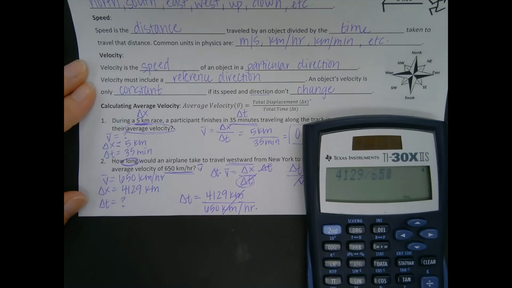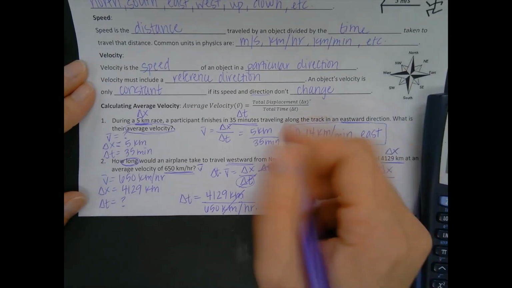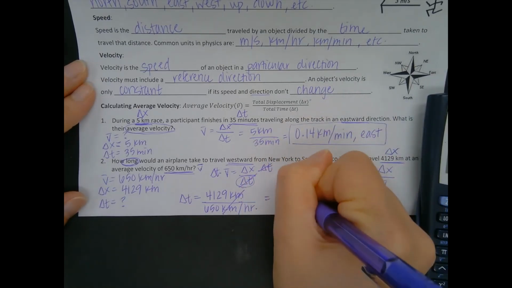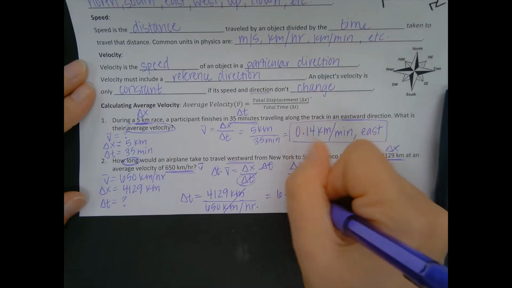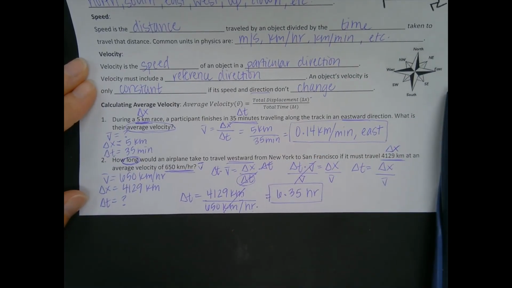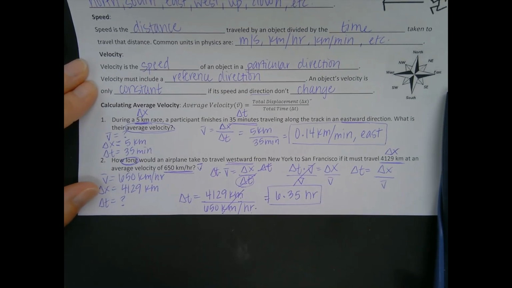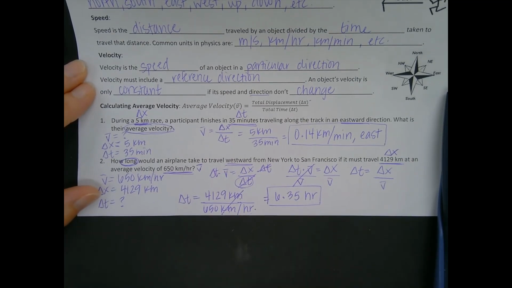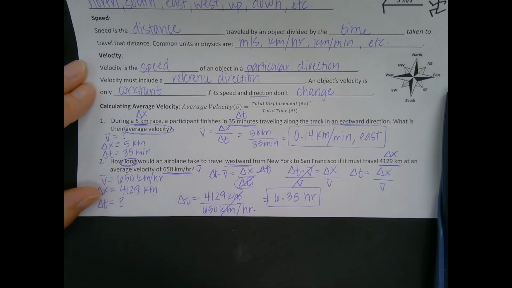So 4,129 divided by 650 is 6 point. I'm just going to use 2 decimal places. Again, we're not concerned with significant figures. We're just trying to find the answer. So 6.35. And my units now are hours. Okay, so it takes 6.35 hours for that plane to travel in the sky. So this is just some review of some vocabulary for the introduction to speed and velocity with a few sample problems worked out.